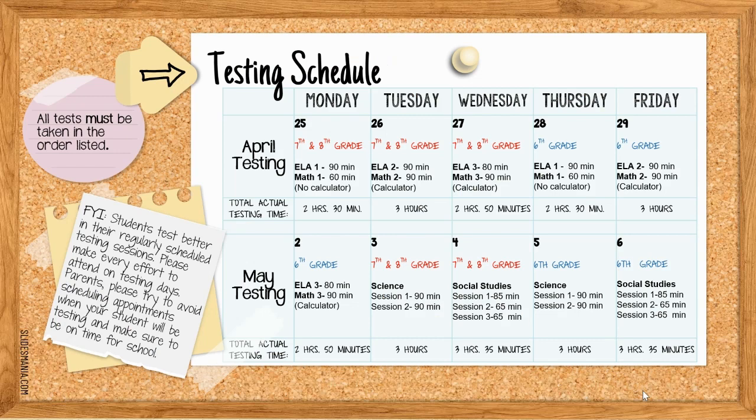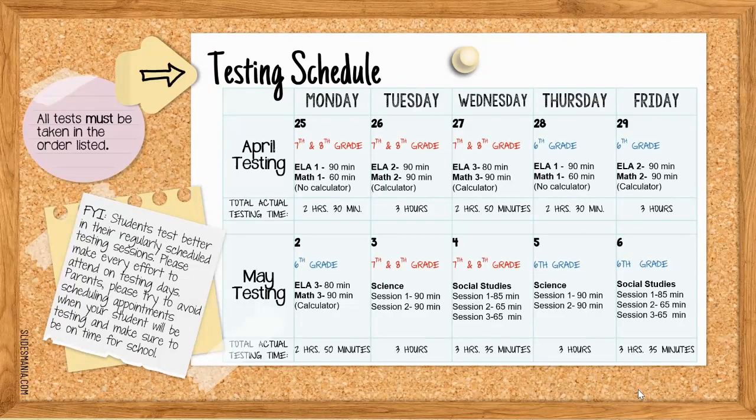LEAP testing this year starts on Monday, April 25th. 7th and 8th grade start off on that day and continue testing in ELA and math until Wednesday, April 27th. At that time, they'll get a little break, while 6th grade tests in ELA and math from Thursday, April 28th until Monday, May 2nd. Then 7th and 8th grade will pick back up with science on Tuesday, May 3rd and social studies on Wednesday, May 4th. 6th grade will finish out with science on the 5th and social studies on May 6th.